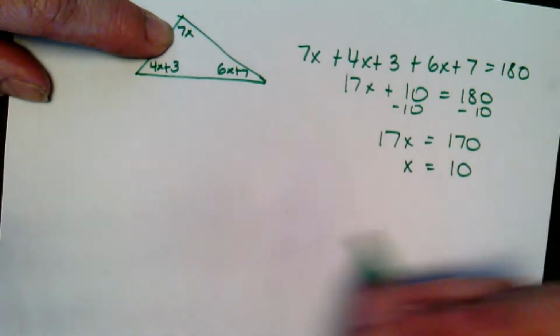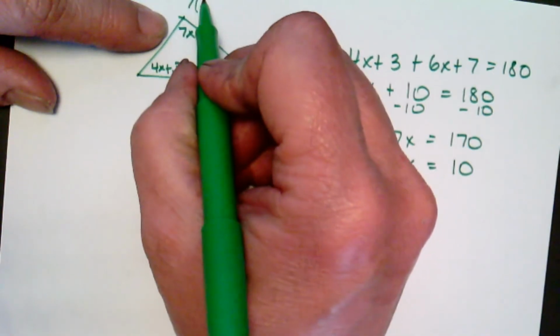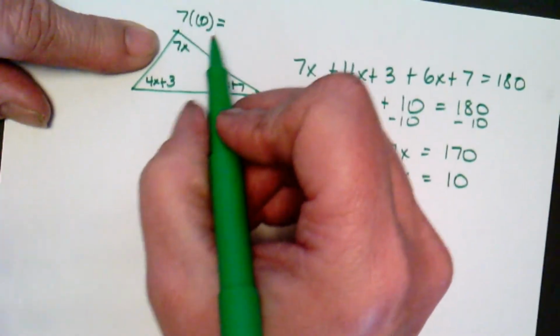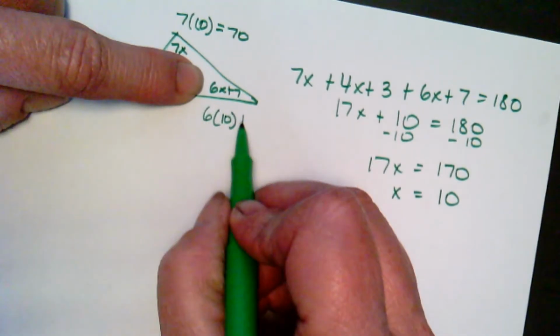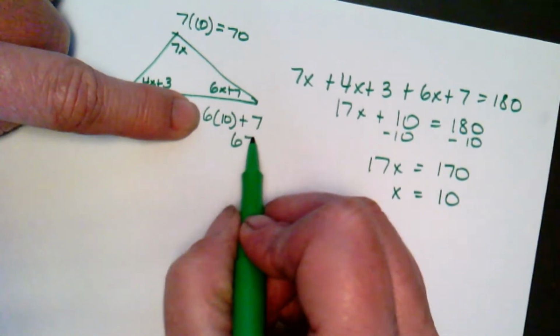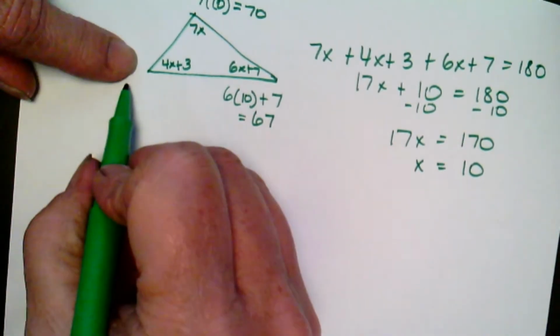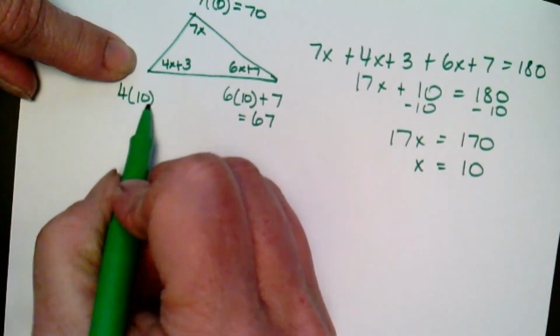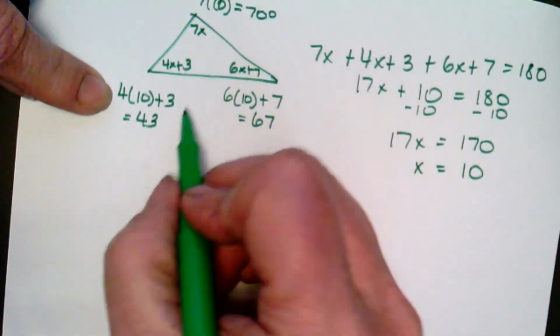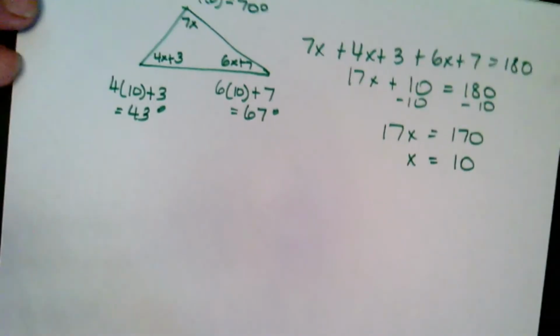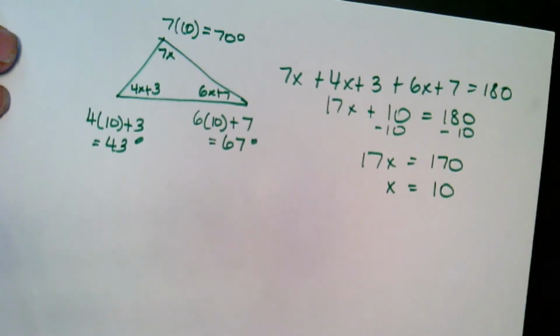So then that means this angle would be 7 times 10. So that's 70. This angle would be 6 times 10 plus 7, so that's 67. And this one would be 4 times 10 plus 3, so that would be 43 degrees. So just be careful what they're asking for.